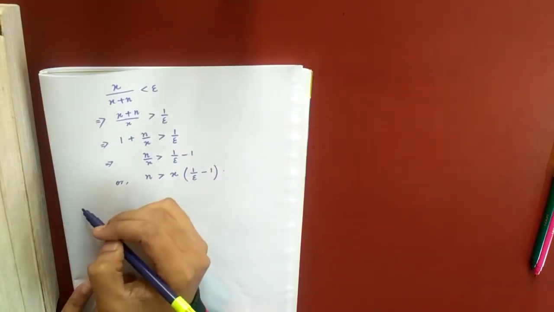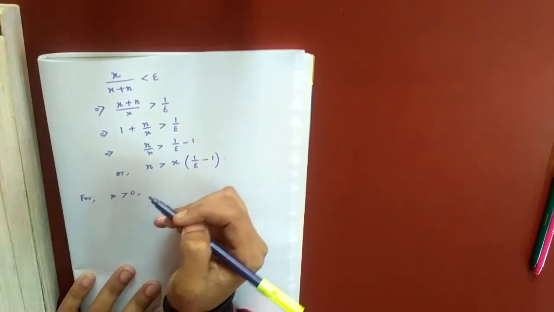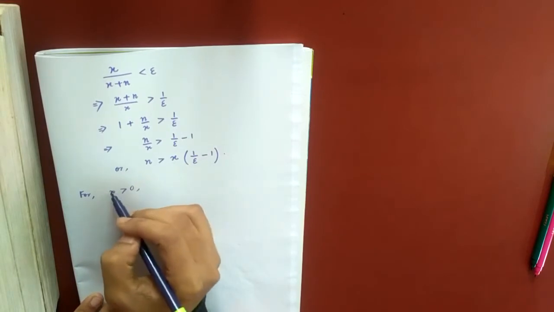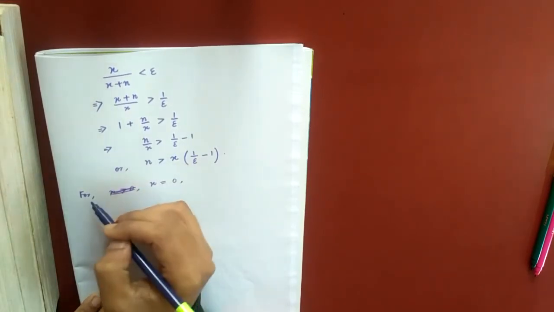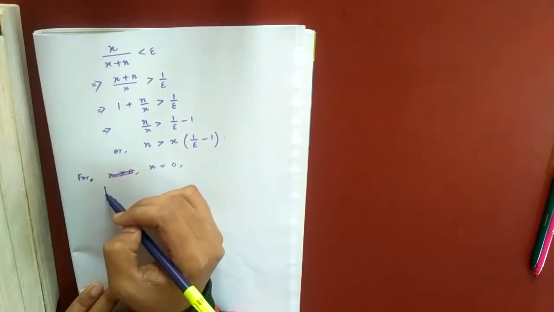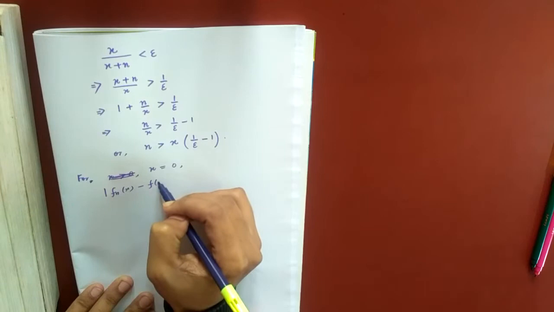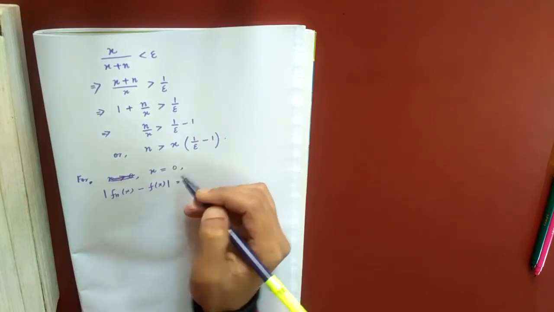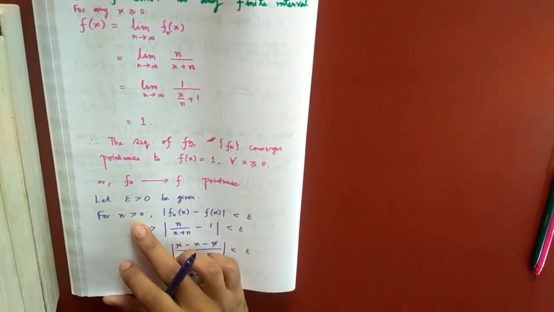So therefore, for x greater than 0, I'll write that later on. This was for x greater than 0, but we have to do it for 0 also. For x equals 0, let's find fn(x) minus f(x). What we have done was only for x greater than 0. For 0, let's see what happens.